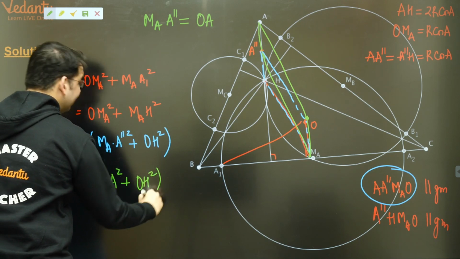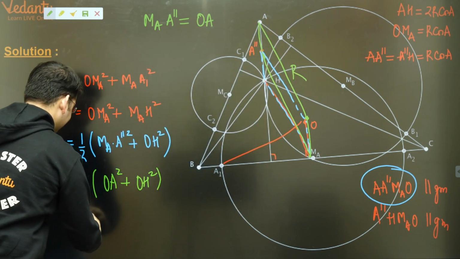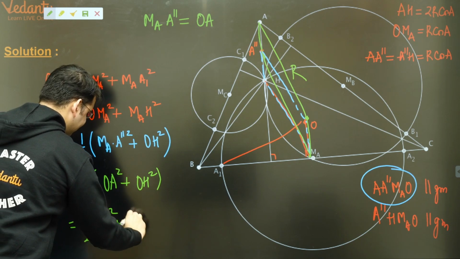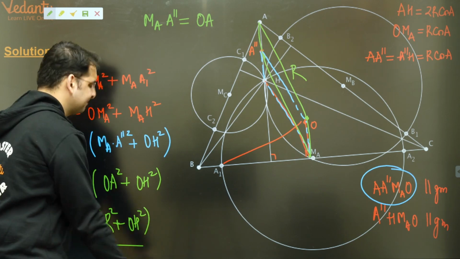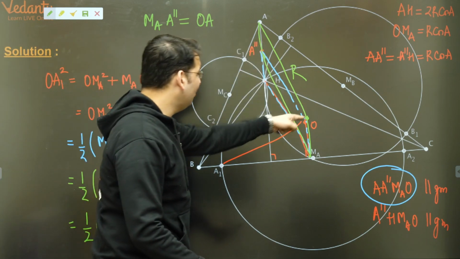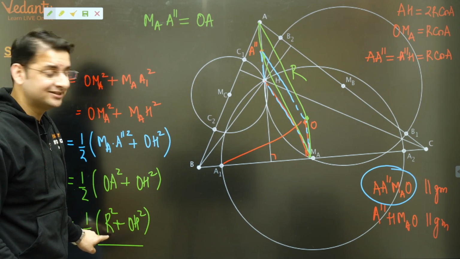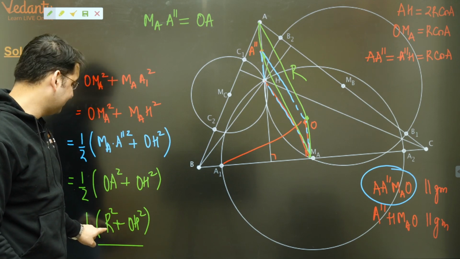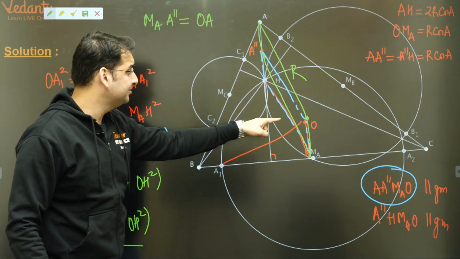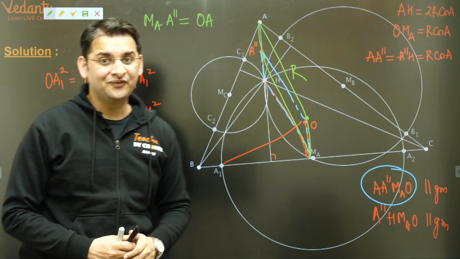OA is nothing but capital R. So we have proved that OA1 square is half times R square, where R is the radius of the triangle's circumcircle, plus OH square. That means the distance between the circumcenter and orthocenter, which for a triangle is obviously fixed.